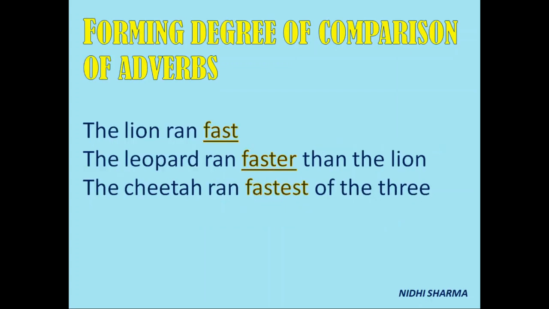Let's see the example here. The lion ran fast. So here there is no comparison. So the word fast is in the positive degree. The leopard ran faster than the lion. So here the leopard is compared to the lion. So the word faster is in the comparative degree. The cheetah ran fastest of the three. So here the cheetah is compared to all. So the word fastest is in the superlative degree.